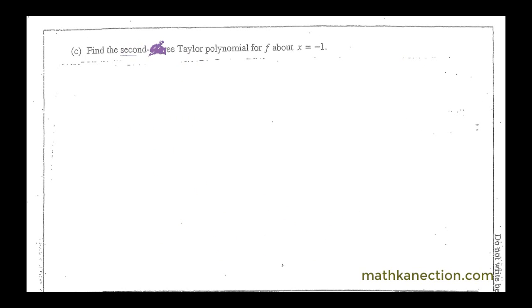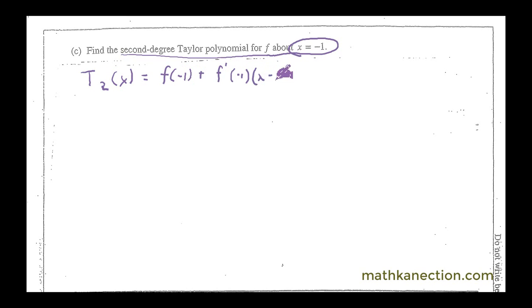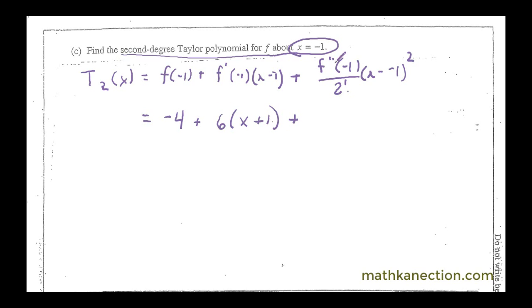Part C asks us to find the second degree Taylor polynomial for f about x equals negative 1. So for the Taylor polynomial of the second degree, that would be f of negative 1 plus f prime of negative 1 times (x minus a) plus f double prime of negative 1 over 2 factorial times (x minus a), where a is negative 1, squared. So f of negative 1 was the initial condition of negative 4. f prime of negative 1 we had was 6. And f double prime of negative 1 we had calculated as negative 9. So there's our Taylor polynomial for the second degree.